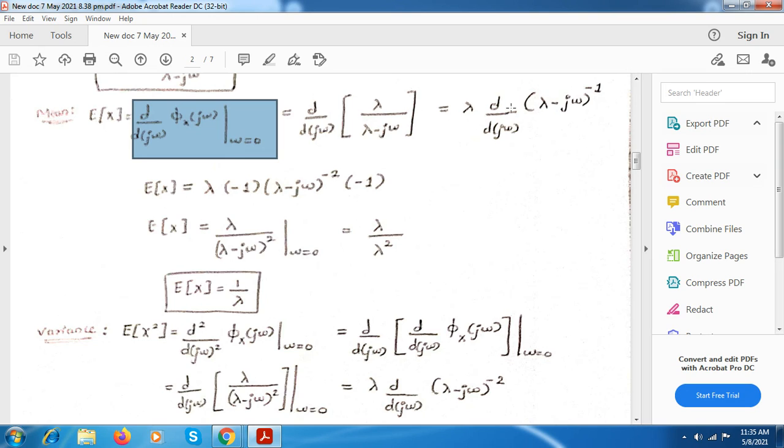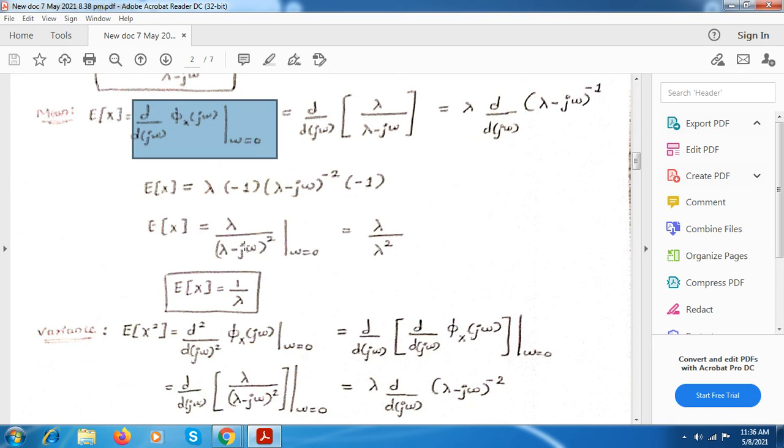So if you differentiate this term, lambda is kept as it is, constant. Here if you differentiate this term, you get minus 1 into lambda minus j omega whole to the power of minus 2. And again inside, if you differentiate, lambda is constant, so it is 0, and here it is differentiation with respect to j omega. So this value will be 1, because here it is minus, so here it is minus 1. So this is the differentiation of this characteristic equation. If you multiply minus 1 and minus 1, it is plus 1. So lambda, and you can take this in the denominator, that is lambda minus j omega whole square.